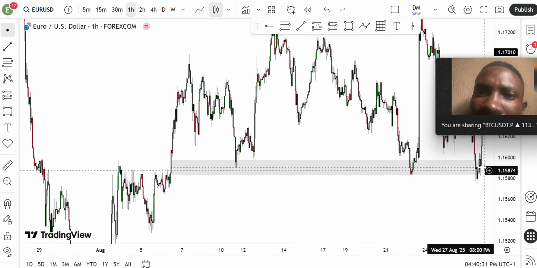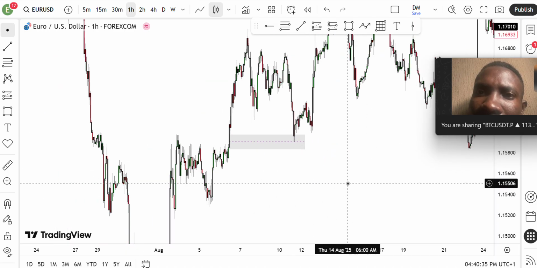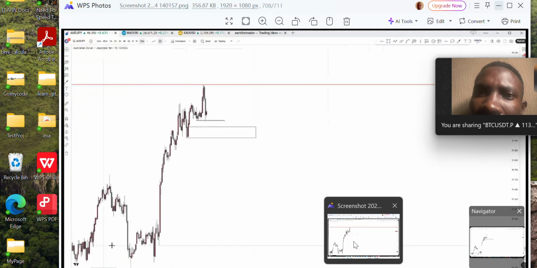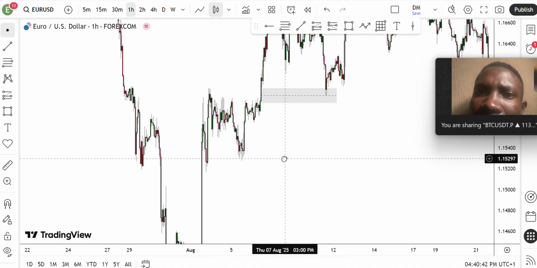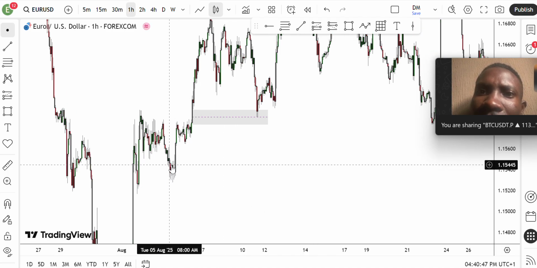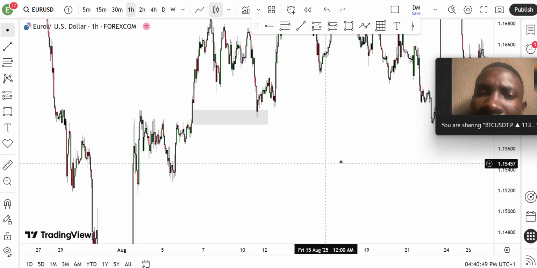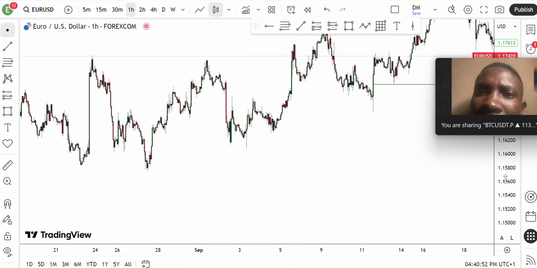But in a demand zone, price can use it multiple times. I use the demand zone multiple times. Price can touch into it the first time, touch into it the second time, touch into it the third time, and move back from there. So that's just the difference between supply and demand.